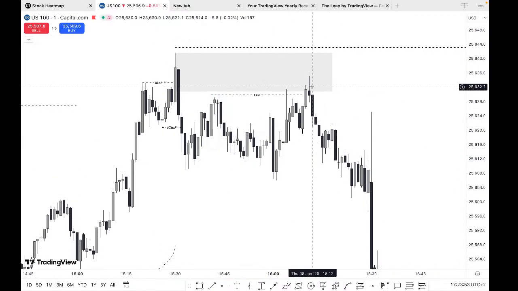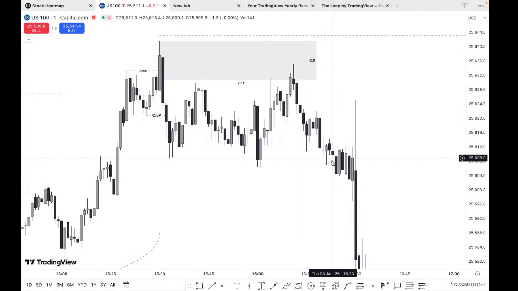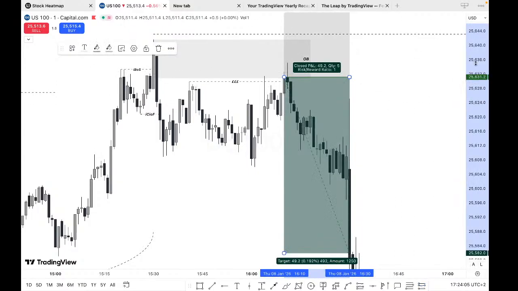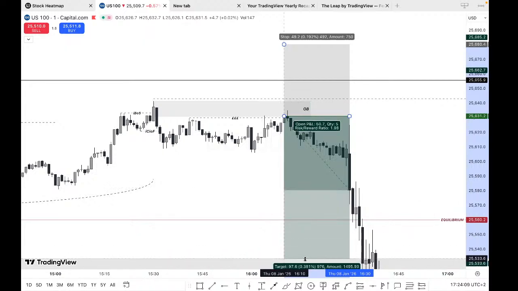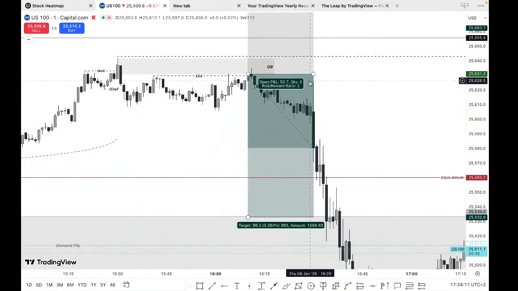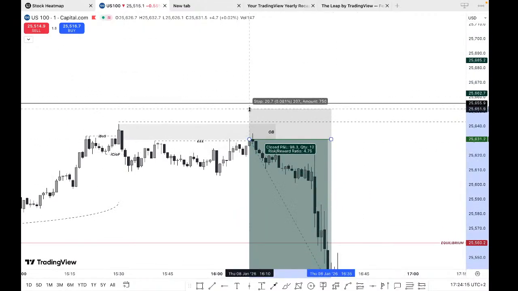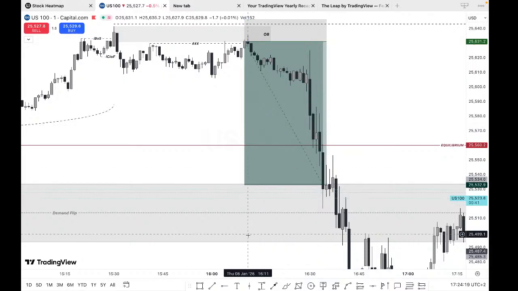So the market swept, tapped into our OB, and then dropped, right? So if you took these sells, shout out. So you could have taken these sells towards the downside, right? And our take profit was there. Our take profit was here. It was a 1:2. It was a 1:9.